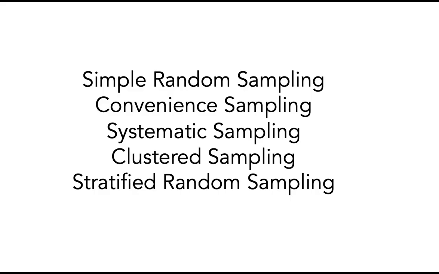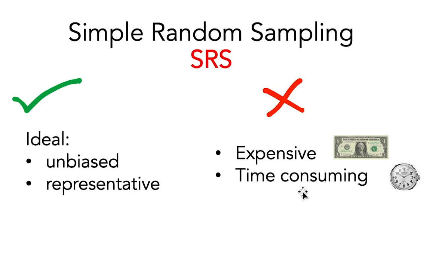In this video, we're talking about 5 types of sampling. For each method, we find the process and the advantages and disadvantages. So the advantages with a green arrow, disadvantages with a red cross.